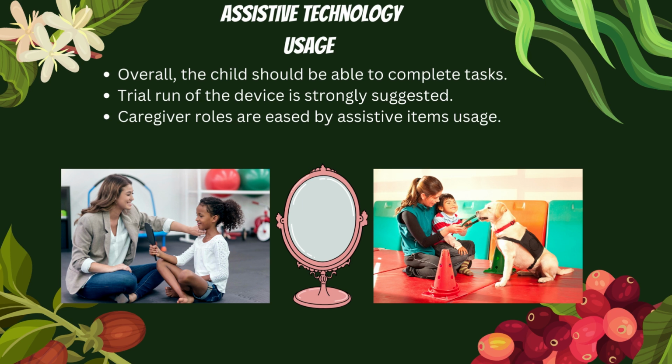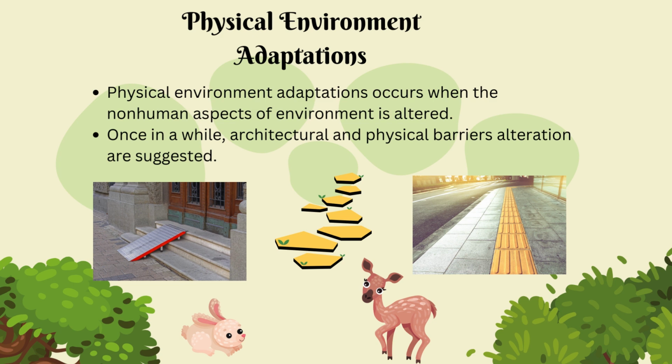Now, continuing from the same chapter, assistive technology usage. Overall, the child should be able to complete any tasks or activities at a higher level of efficiency by using the device or tools compared to when he or she is without the items or device. A trial run of the device is very strongly encouraged. This usually helps to determine the usage feasibility and shows its value to the child and primary caregivers, so it will be useful. And caregiver roles are eased, made easier so they don't have such a hard time, by assistive item usage.